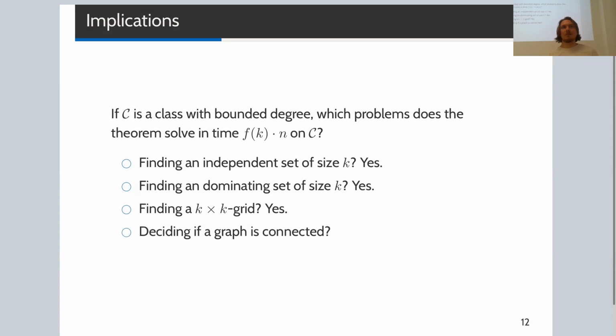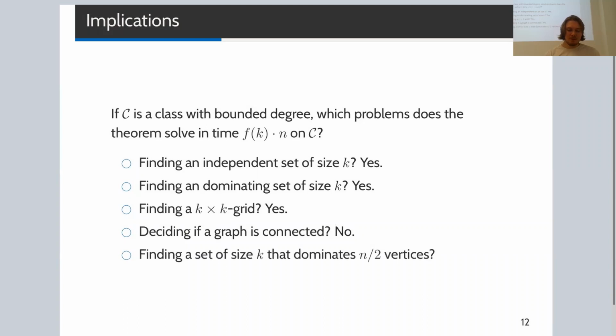Well, can you decide whether a graph is connected? I mean, you can do it in this time, but not using first order logic. So here, this meta theorem does not give us an answer. Or how about finding a set of size k that dominates half the vertices of the graph? This is something you can do with this meta theorem.